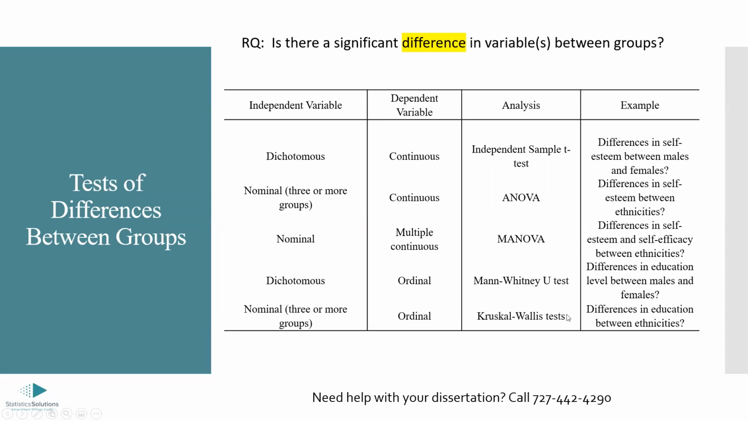But the Kruskal-Wallis also works if you have an ordinal dependent variable and you're comparing between 3 or more groups. So is there a difference in education level between ethnicities? So ethnicity has 3 or more possibilities. We can use a Kruskal-Wallis test in that example.